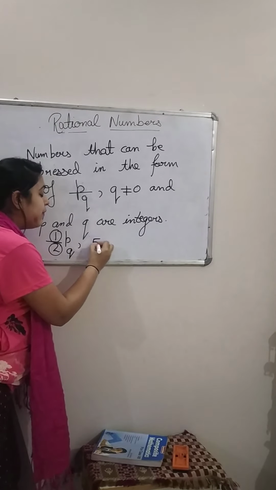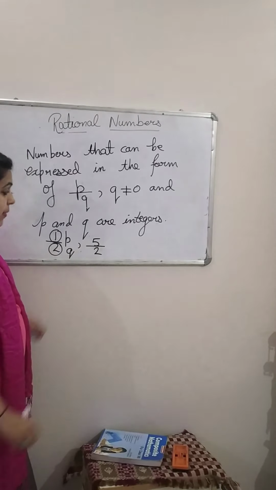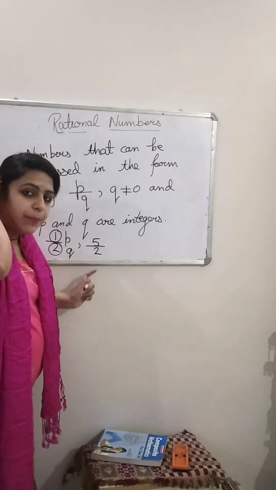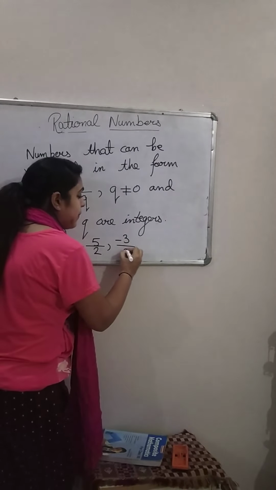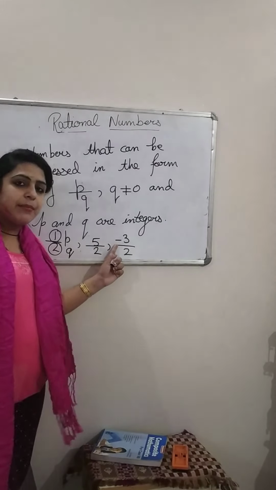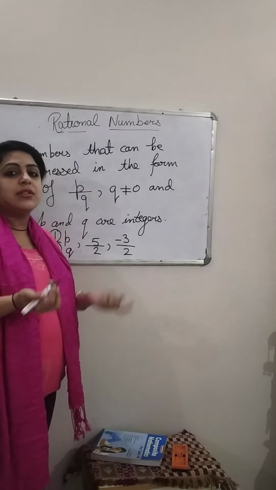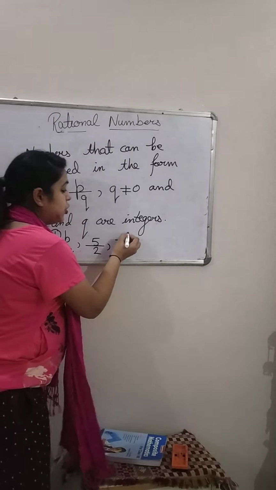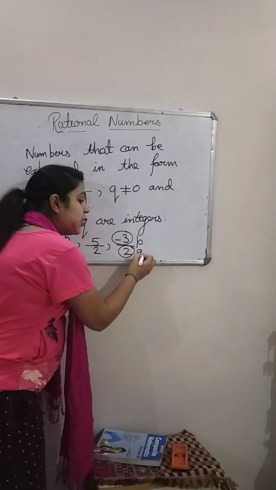Then we have 5 upon say 2. This is again a rational number. It is represented in the form of P upon Q. Then we have -3 upon 2. The negative of the number is also a rational number. -3 upon 2 is also represented as P upon Q, where -3 is P, 2 is Q.